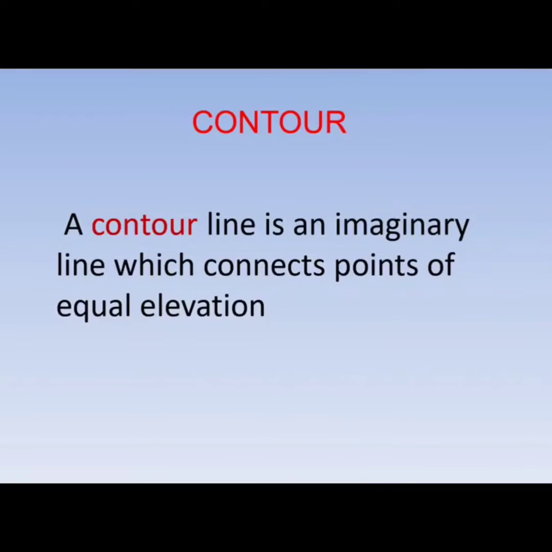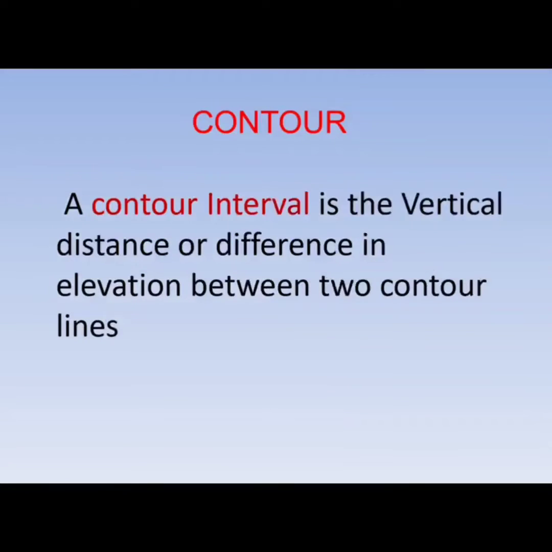A contour line is an imaginary line which connects points of equal elevation or level on the earth's surface. A contour interval is the vertical distance or difference in elevation between two contour lines.